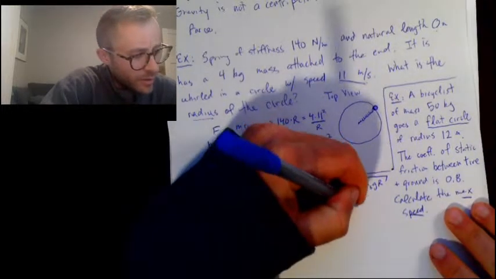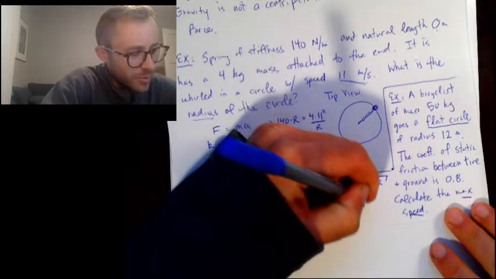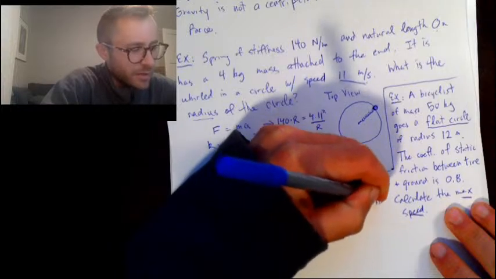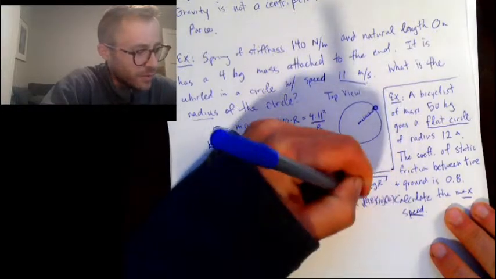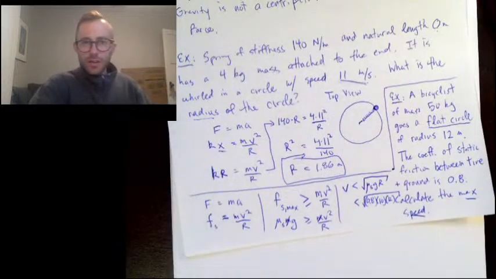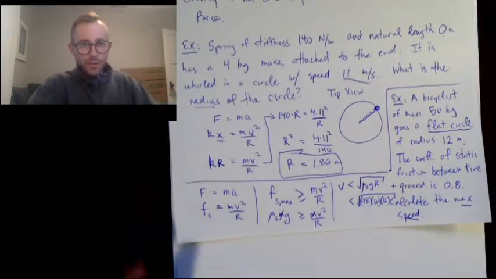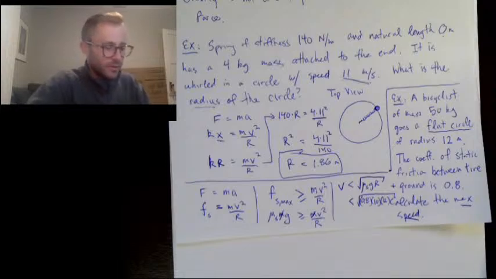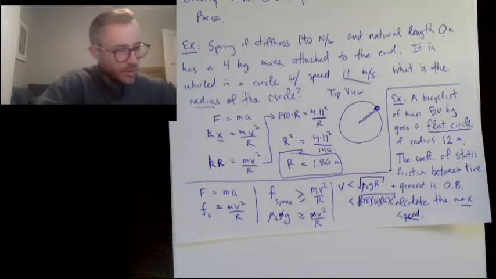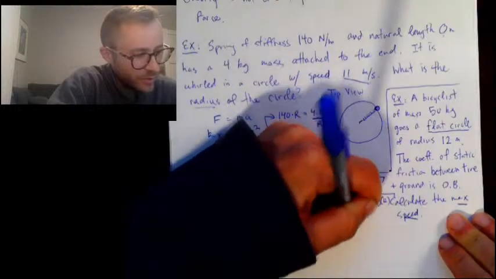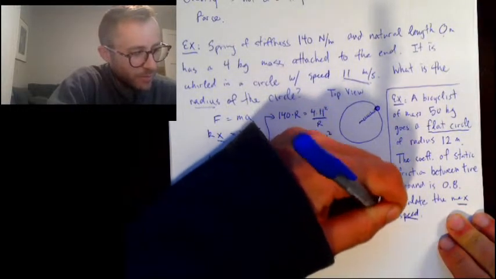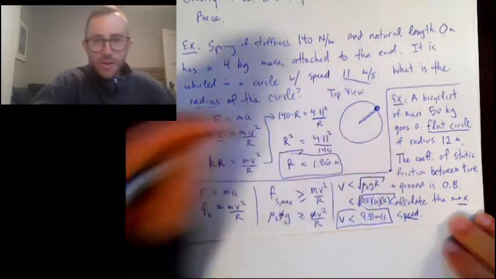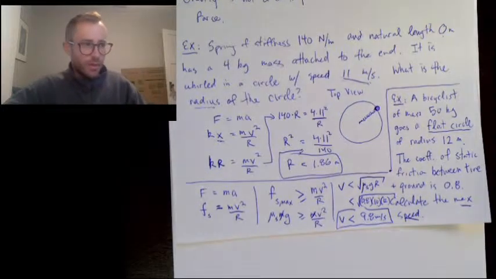All right, so plugging in numbers, we get the square root of 0.8 times 10 times 12, which is the radius. Notice how the mass canceled out. So the mass of the bicyclist did not matter. So we have 0.8 times 10 times 12, which is 96, square root of that. And we get that the velocity has to be less than about 9.8 meters per second. If you went greater than that, the bike is going to skid. You're probably going to fall.